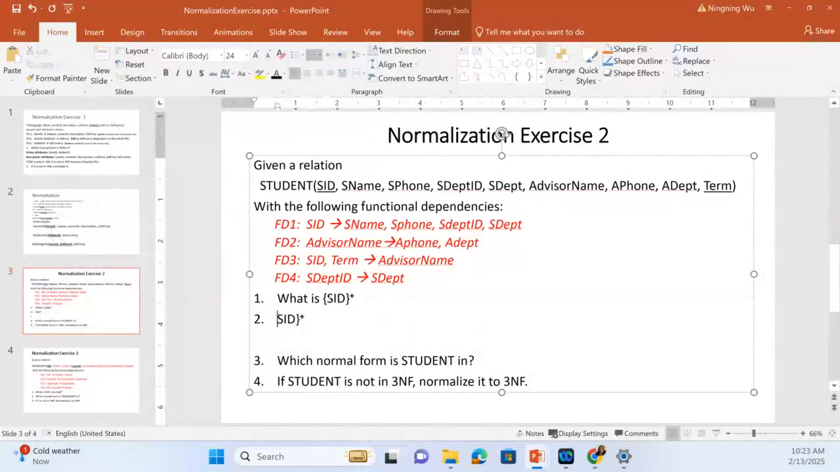Sorry. Let me see. I don't want this to be the superscript.